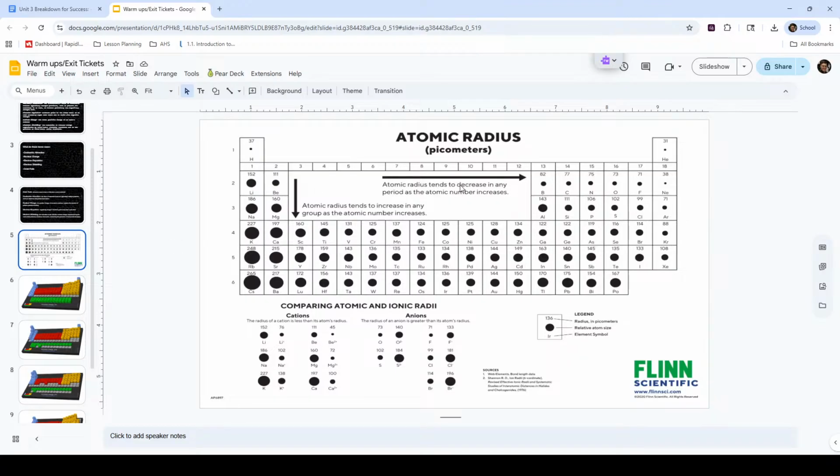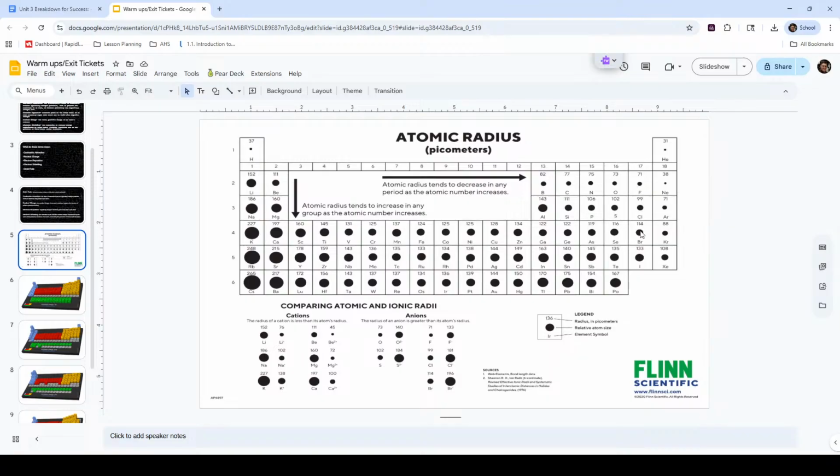As the nuclear charge increases, I've got 3 protons in lithium, 4 protons in beryllium, 5 protons in boron, 6 protons in carbon, and so on. That nuclear charge, that total positive charge inside, builds up, and it's pulling those electrons on the outside that have a negative charge inward, which is why you see it getting smaller across the periodic table.